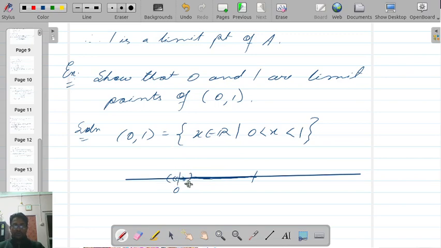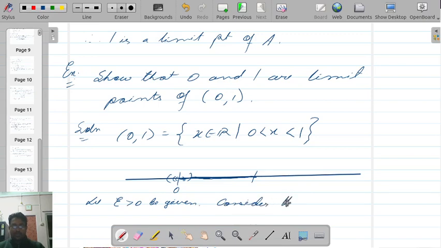So whatever epsilon neighborhood you take, it will always contain points which are greater than 0, right? There is always a point inside the set 0 1 which is there in each epsilon neighborhood of 0. Okay, so how will you do it? Let epsilon greater than 0 be given. We consider the epsilon neighborhood. Here also this Archimedean property will be useful, or without Archimedean property also we can do it.